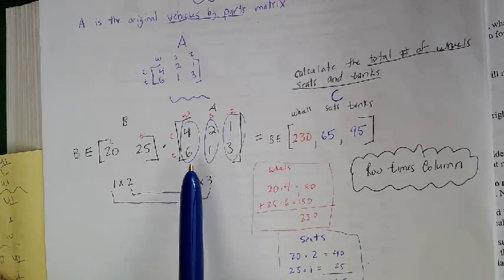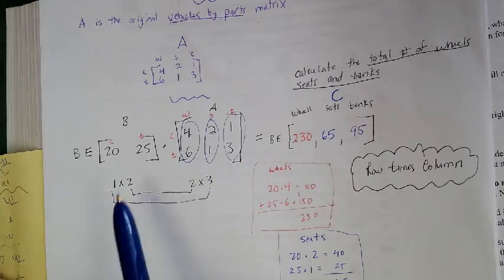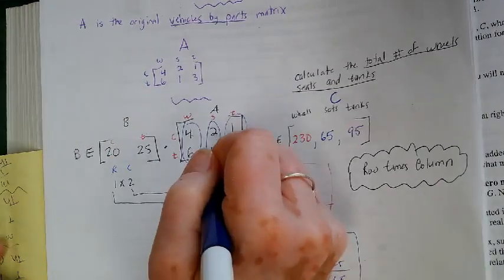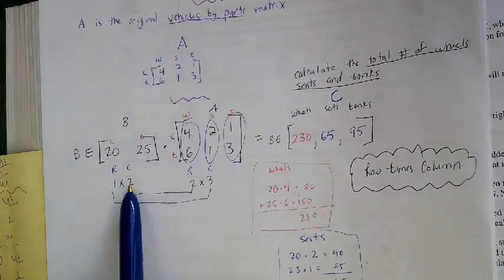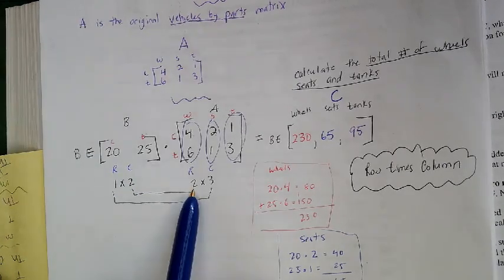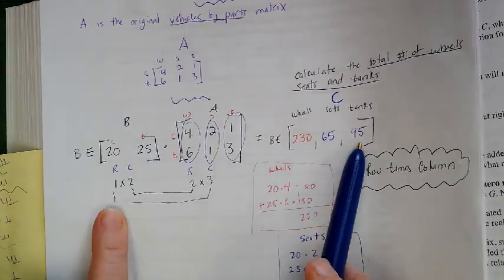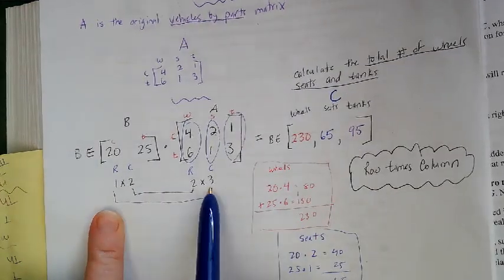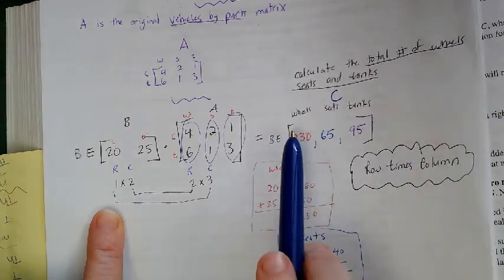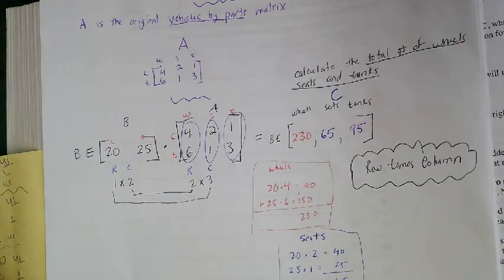This has 2 rows and 3 columns. And notice that, see, this is row, column, row, column. Notice that the column of the first one is the same as the row of the second one. And notice that our product matrix is a 1x3. So it's 1 row and 3 columns. So just keep that in mind as we move forward.